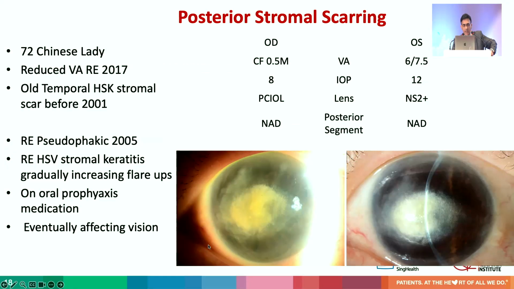Okay, so what about that fixed fold? So this is that lady, actually one step slightly earlier. She's a 72-year-old Chinese lady, previous history of herpes simplex keratitis. She's pseudophakic in this eye. The herpes simplex lipid got worse. You can see this from the clinical photographs. The vision had dropped down to count fingers on this side.